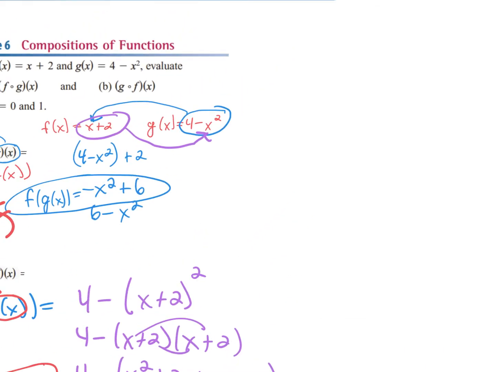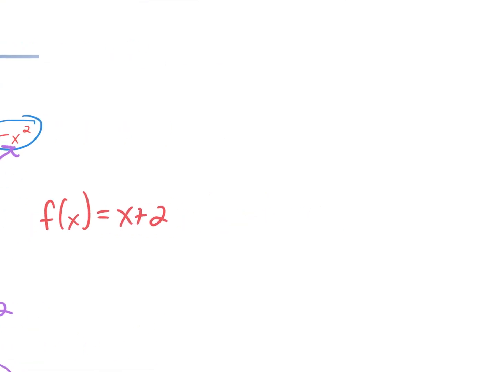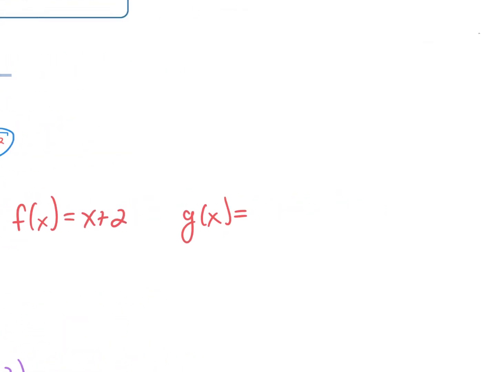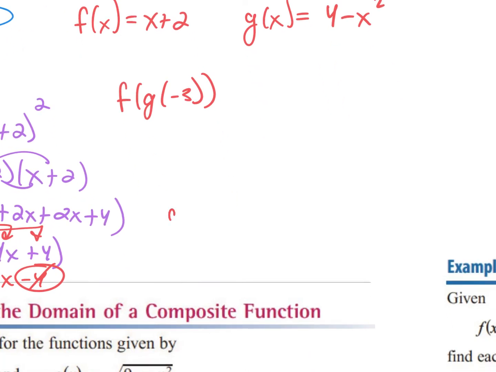Now, if you were given these same two functions, all right, I'm going to rewrite them. We'll make a little pretend problem here. F of x equals x plus 2. And then g of x equals 4 minus x squared. All right, we're going to do two problems here. We're going to do f of g of negative 3. And we're going to do g of f of 4.